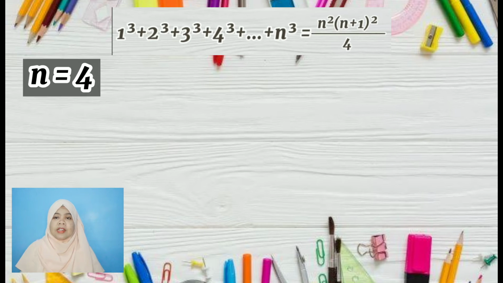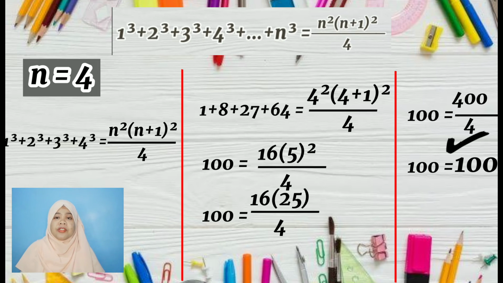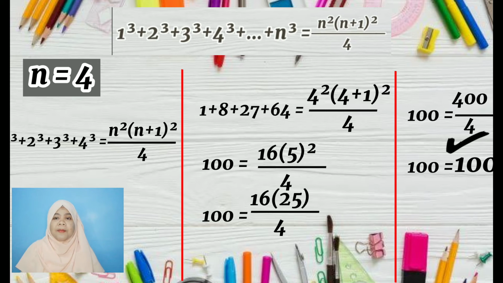Now let's have n is equal to 4. We have this value to the left and this value to the right. The next step is to substitute, so we have 1 cubed plus 2 cubed plus 3 cubed plus 4 cubed is equal to n squared times (n plus 1) squared divided by 4. So we have 1 plus 8 plus 27 plus 64 equal to 4 squared times (4 plus 1) squared divided by 4.